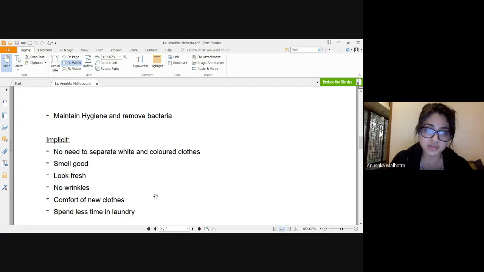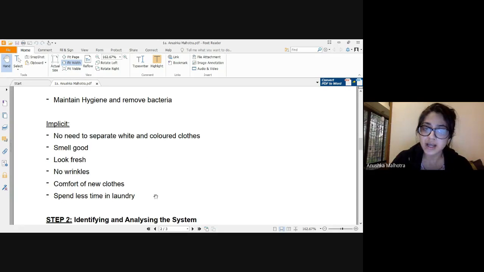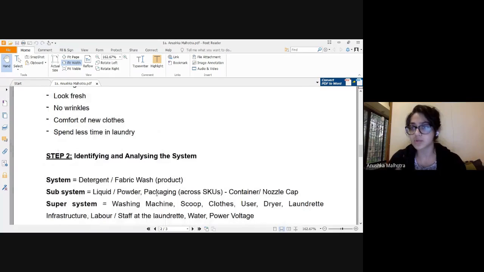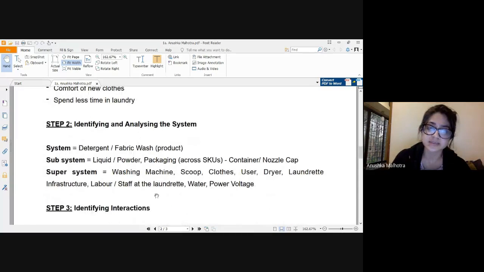The clothes should smell good. You should look fresh and confident. There should be no wrinkles. There should be the comfort of new clothes, and ultimately they want to spend less time on laundry because they would want to prioritize other tasks as well.